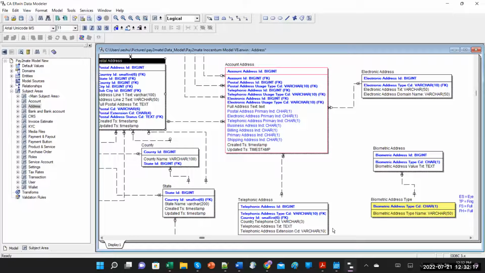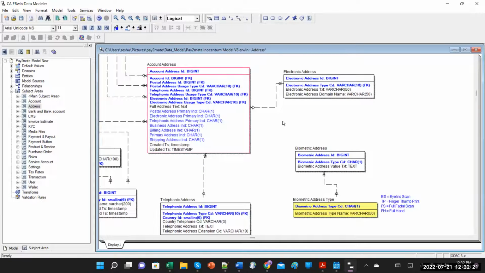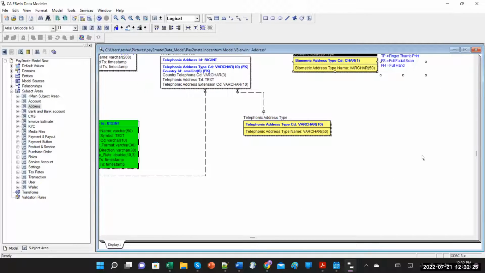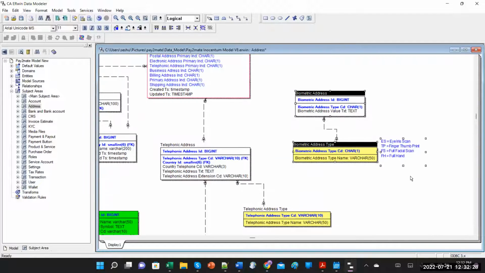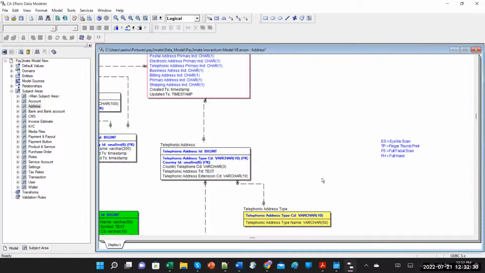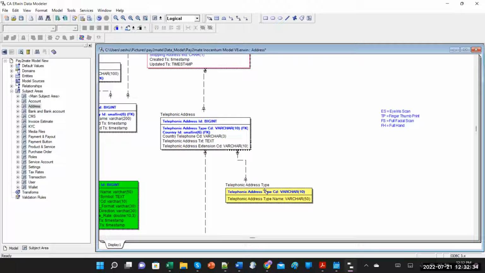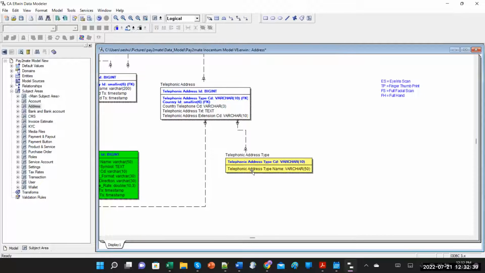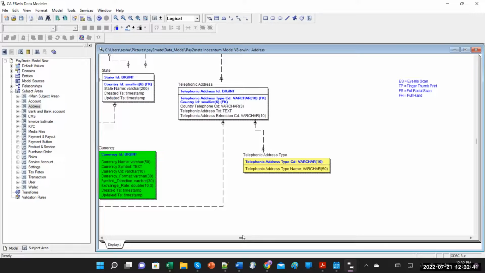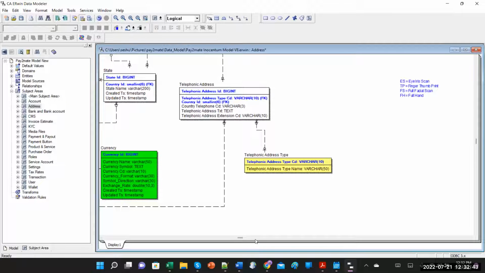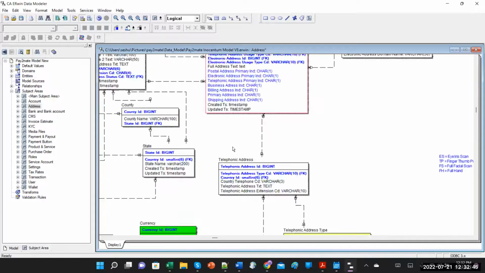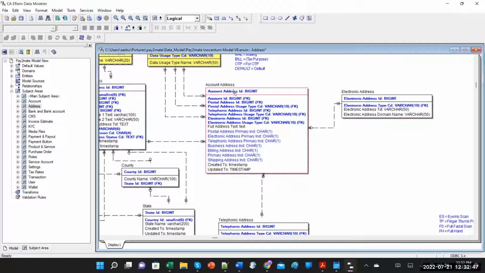And the biometric address, we have already pushed to the person, so we don't need it here. Biometric address types are these: iris scan, full hand scan, etc. So I'm removing it from this subject area. A telephonic address tells whether it's a mobile number, a landline, a fax number, a pager, or a telex. They all come under the telephonic lines. So even this address is also linked to one account address.